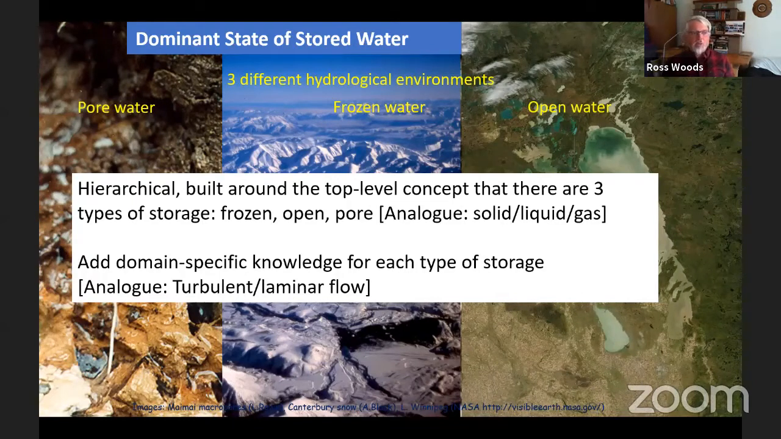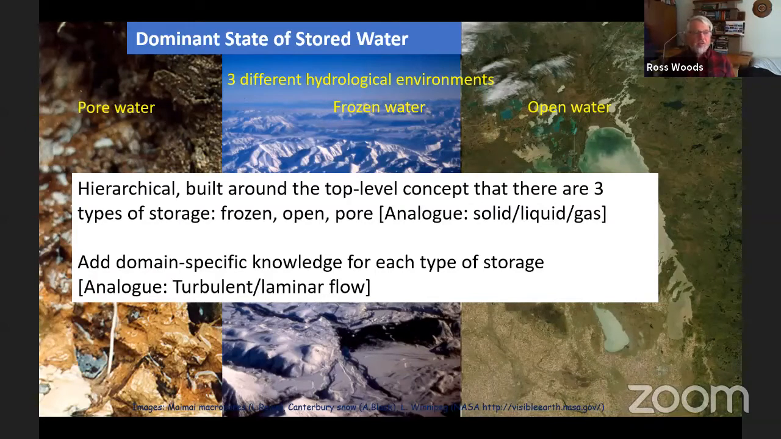The second type of place, water is stored in frozen form. So this will be glaciers and snowpacks, typically. And the third form is open water bodies. So these are lakes and wetlands, for example. The reason for doing this is that the forces that lead water to be stored or to leave these three different settings are quite different.